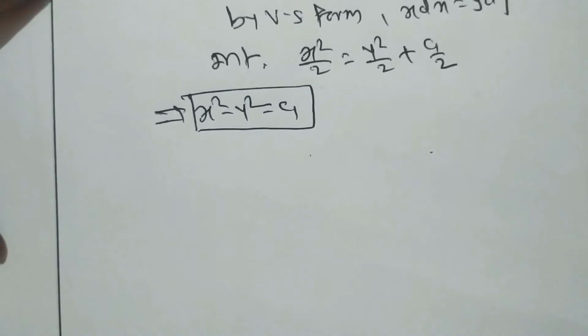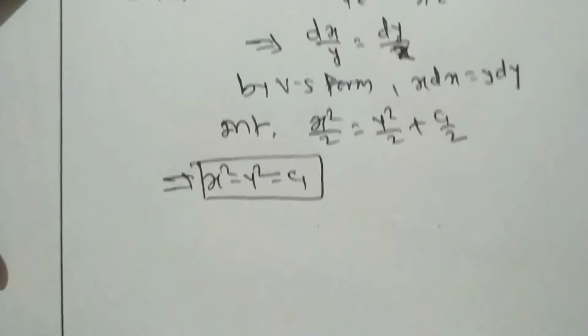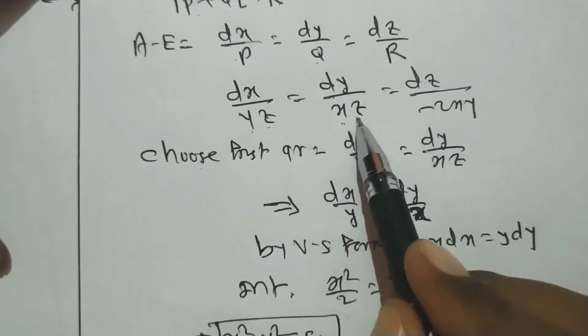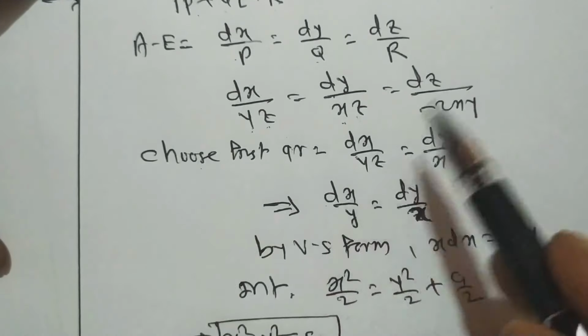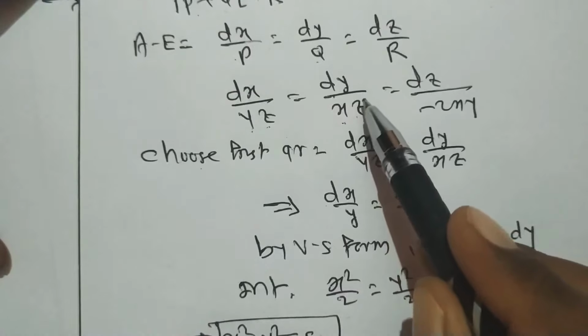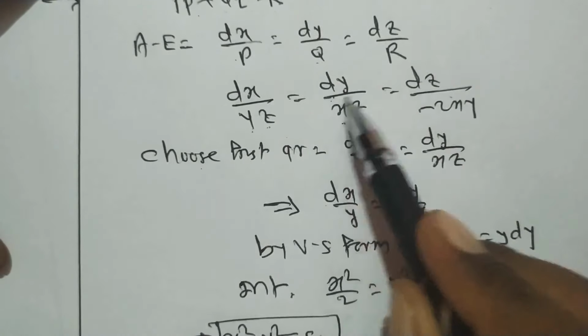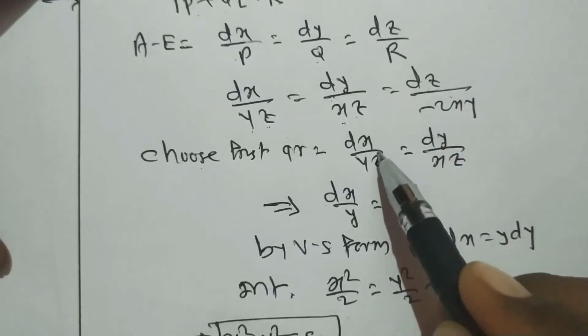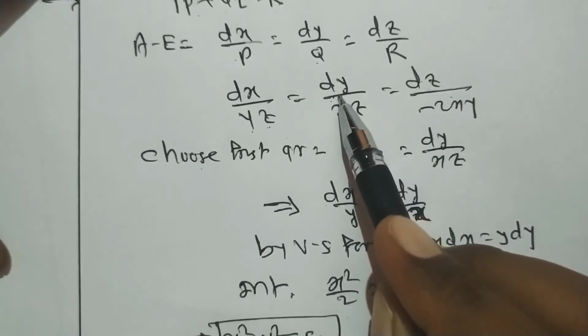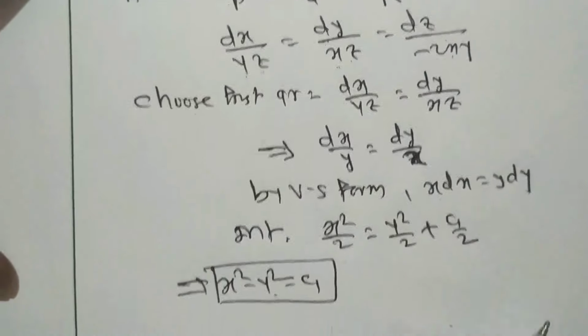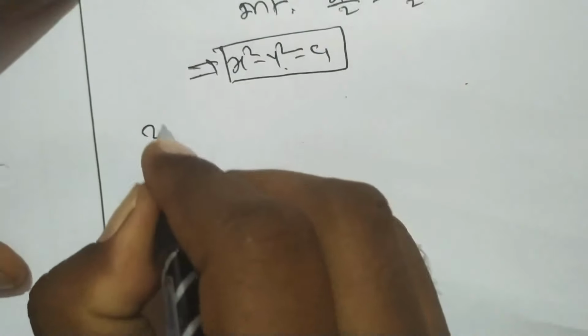Now to find the second solution of this auxiliary equation, how do we choose the second group here? From the first group we got this solution. Can we choose here dy equal to dz? When we choose dy equal to dz, if x is missing, I think if we take the group dy equal to dz, x gets cancelled. This problem is very simple. So choose the second group here.